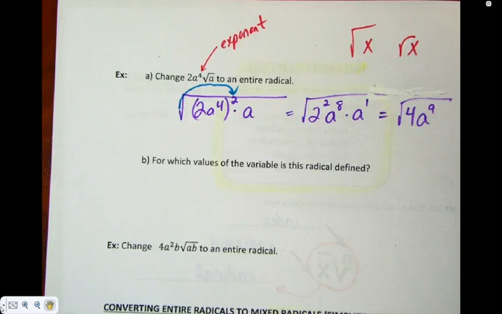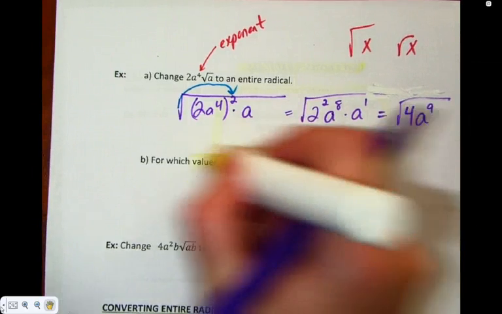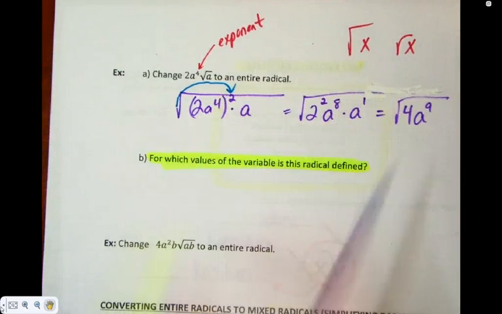For which values of the variable is the radicand defined? You're going to find this in almost every homework question.